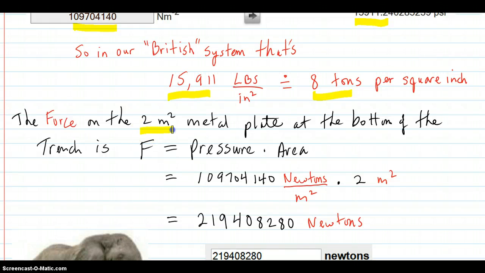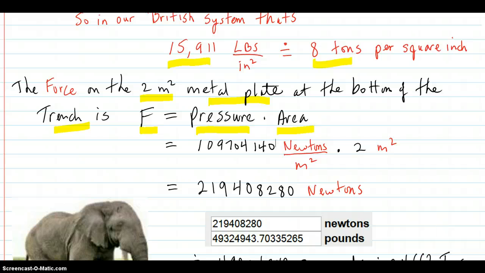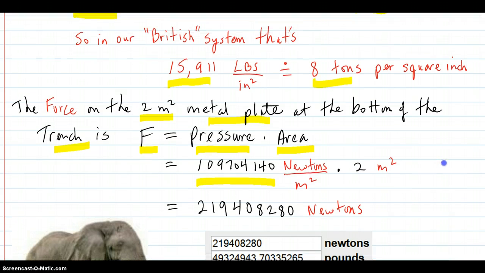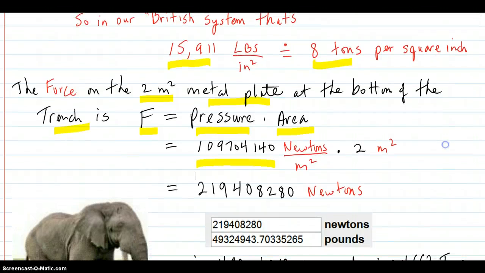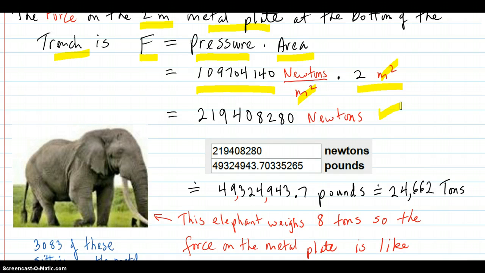So the force on the 2 square meter metal plate at the bottom of the trench is pressure times area. So that's this number here, what the newtons per square meter of pressure was, times the 2 square meters. The meters squared cancel out. You get newtons. That's force. So here it is. And I wanted to know what that was in pounds. So I looked that converter up online, got this. It's 49 million something pounds, which is 24,662 tons.